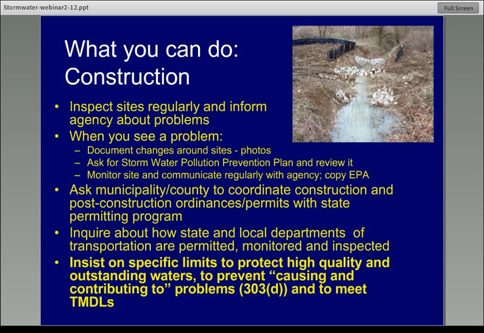Posting on site, Ron is asking, like a building permit sign. Yes, we have seen groups have success.